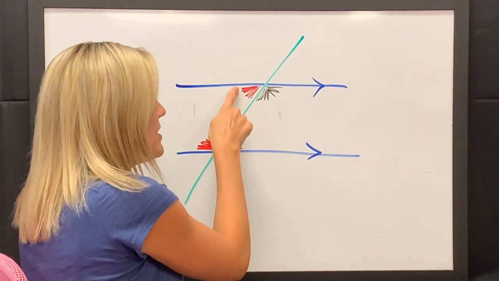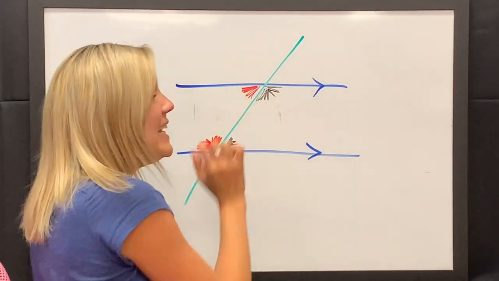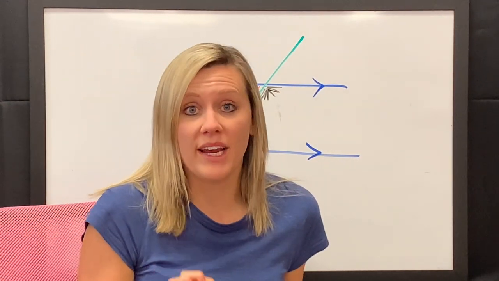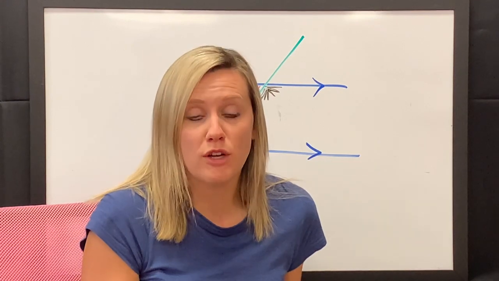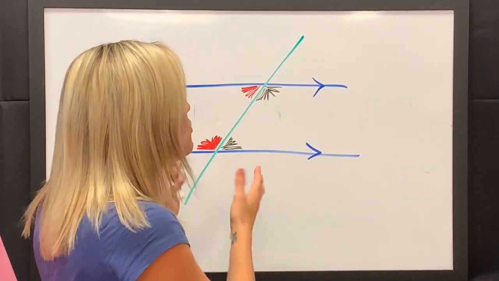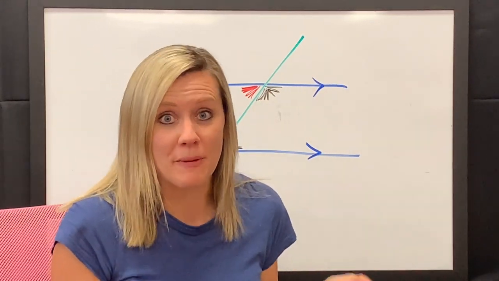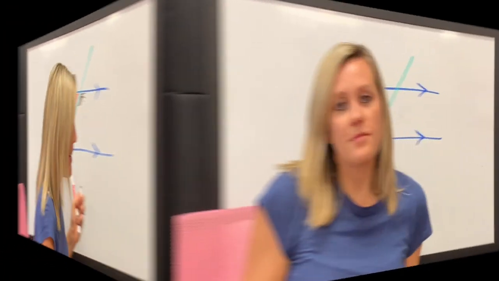Same with the red ones. This one here is smaller, this one here is larger, and together they equal 180. All of the ones that we've talked about so far have been equal to each other, so this is the first one that actually adds to 180, okay? Remember that. We're going to keep going.